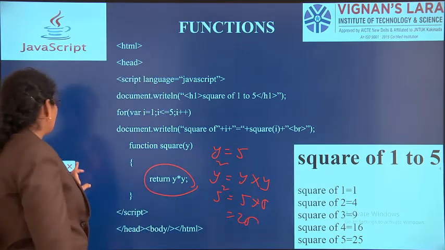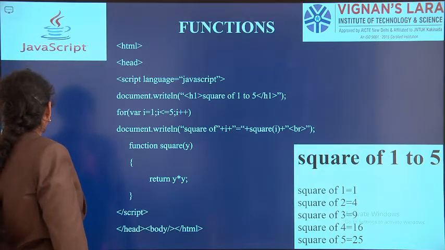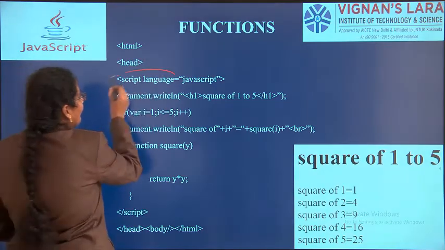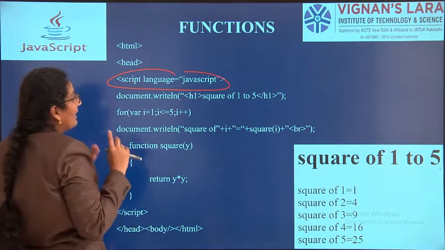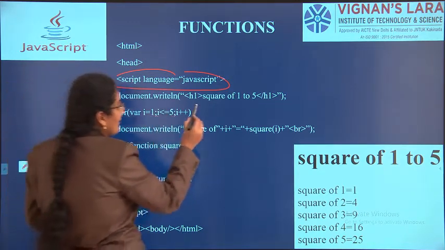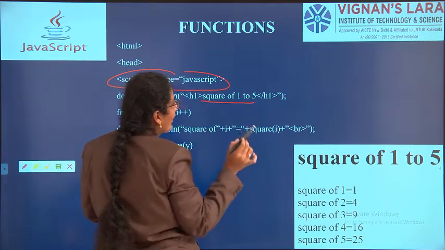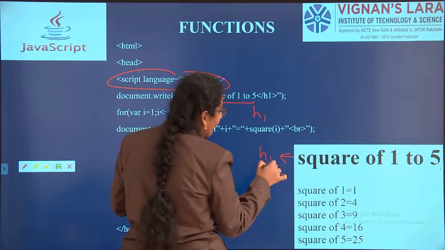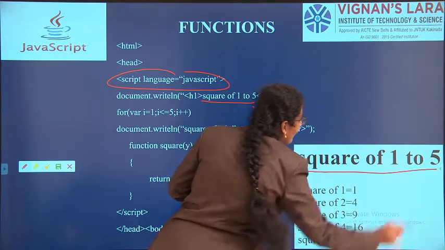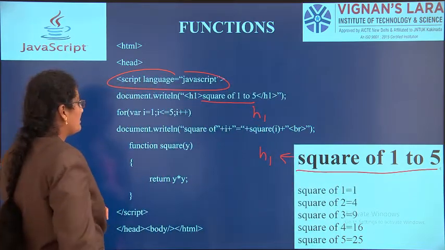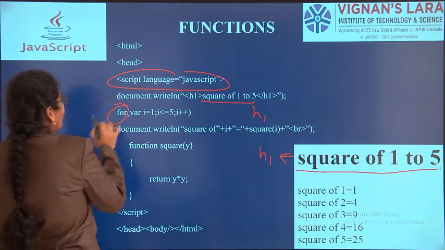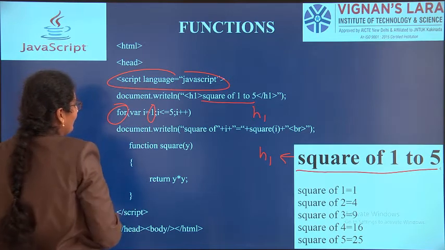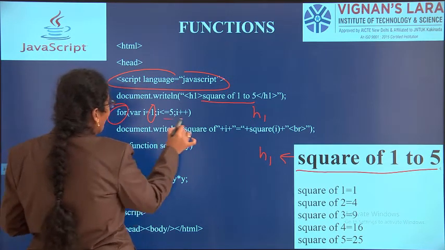For executing this program, I have taken the script language as JavaScript. I want a statement like "Square of 1 to 5". This should be of size h1, so in the output also, this is of size h1, heading 1. Square of 1 to 5 is printed in a different font size. Then I have taken a for loop. I have initialized it with 1. I want to continue the loop until 5.